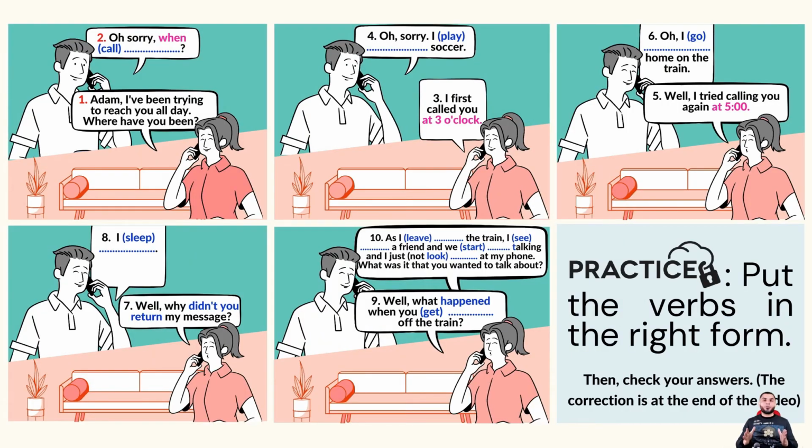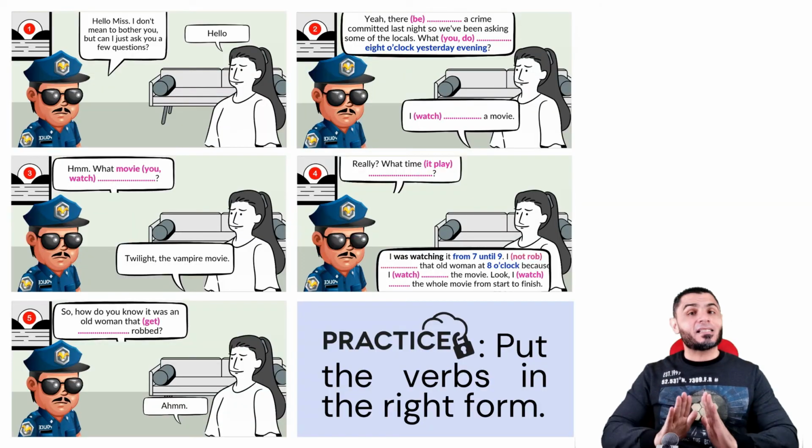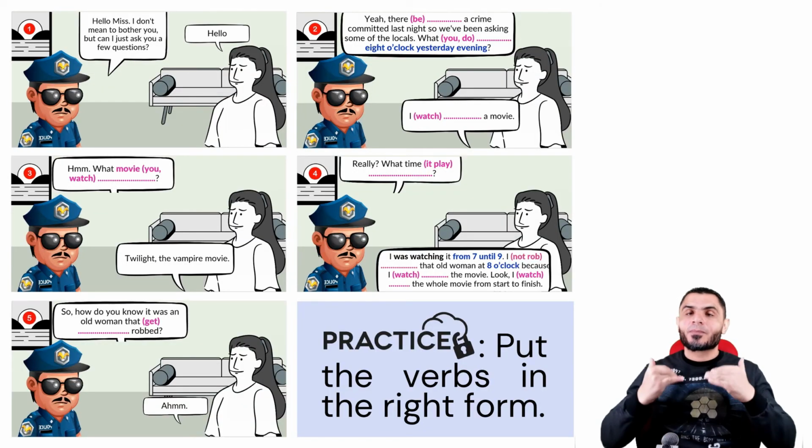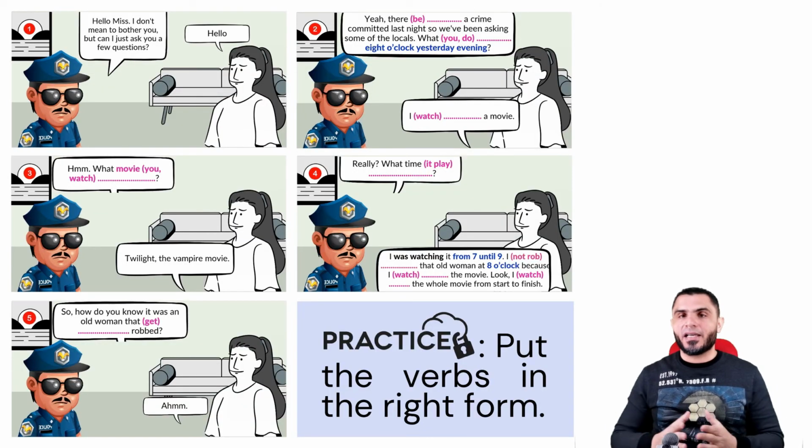Now, after dealing with the forms of the past progressive tense and its uses, let's move on to the practice section. Read the following conversations and put the verbs either in the simple past or the past progressive. Pause the video for a few minutes to do the exercise at your ease and then check your answers, which you will find at the end of this video.